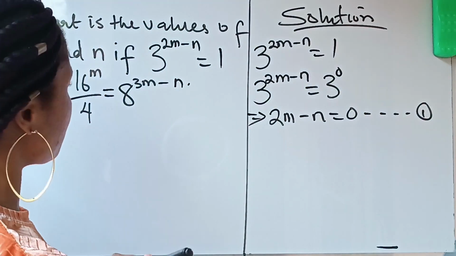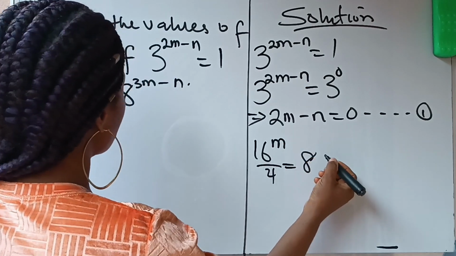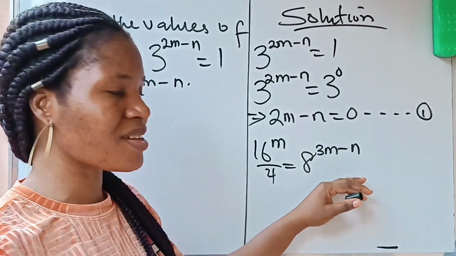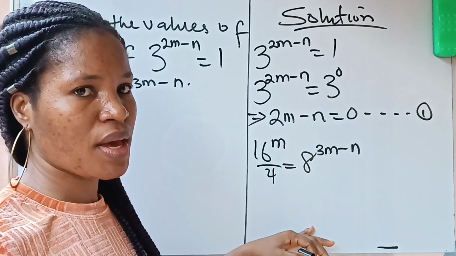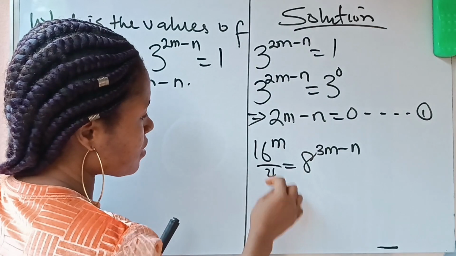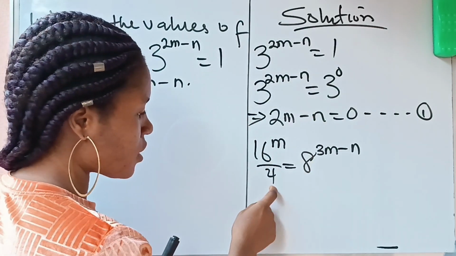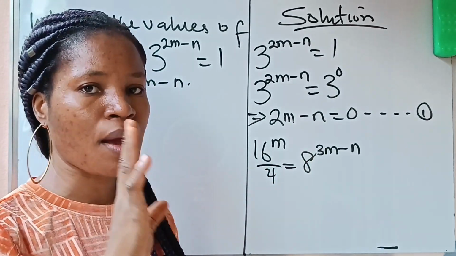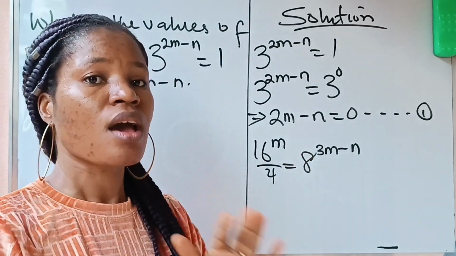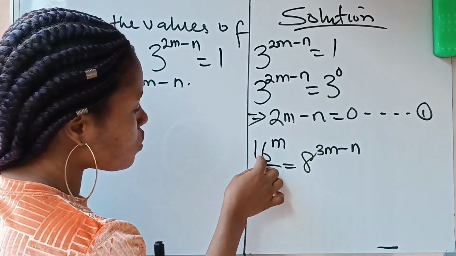Now the next equation says that 16 raised to the power of m all over 4 is equal to 8 raised to the power of 3m minus n. Looking at this, it is also indices, so I need to balance their base. How do I balance their base? I know that I can put each of these as 2 raised to the power of something. So let me put all of them in the same base, because one thing with indices is this: if you are able to put everything in the same base, you are definitely going to solve the question very easily.